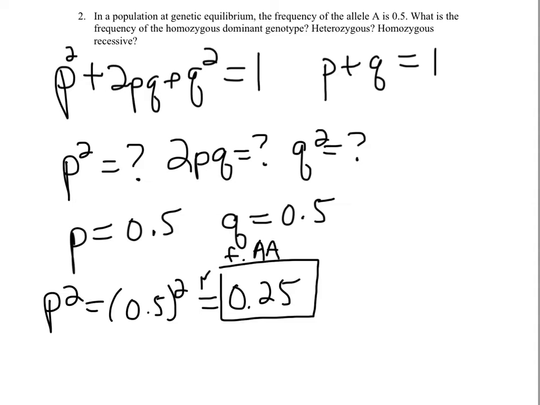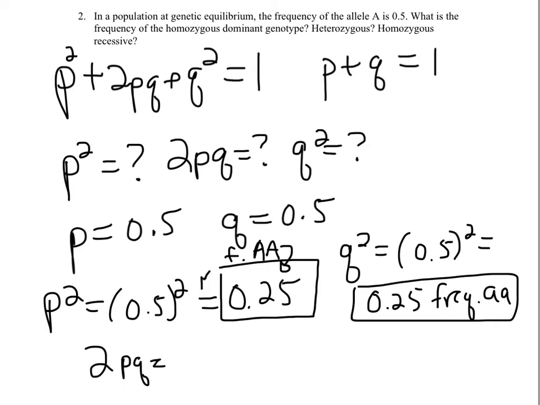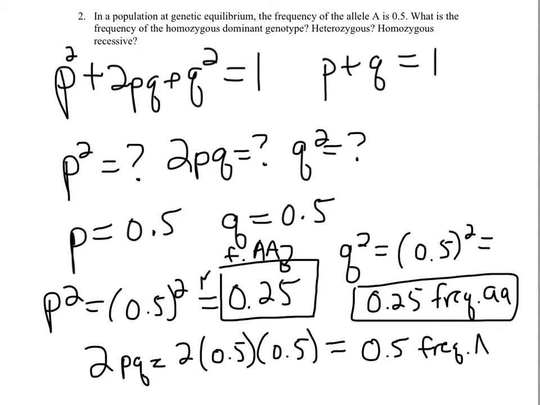We can do q squared, which also equals 0.5 squared. So 0.25 is the frequency of the homozygous recessive, and really, we should write that in there as well. And then we have 2pq. So that's 2 times 0.5 times 0.5, which is going to equal 0.5, and that's the frequency of the heterozygote, big A, little a. And so then we've solved for all they're asking us for.